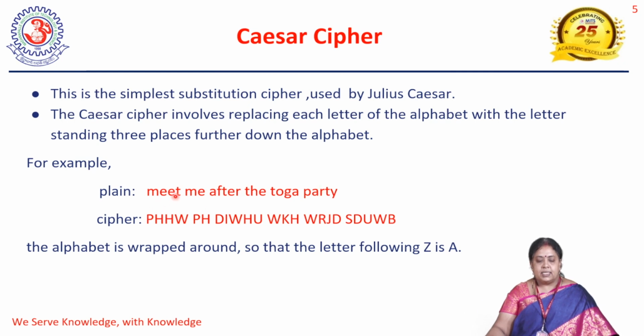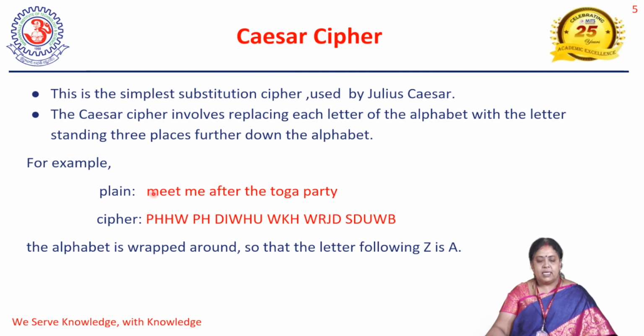The plain text letters are M, E, E, T. So M will be replaced by P. That means after M, three letters further down, that is three places after M. In the third position we have P. So M, N, O, then we have P. Okay, so M is replaced with P. That is, M is substituted with P.